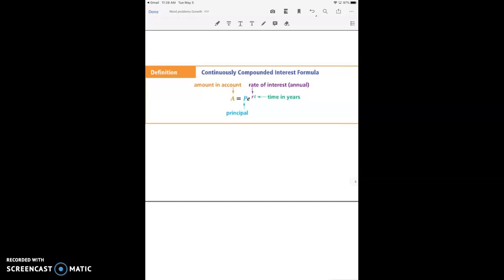A is going to be your amount in the account. P is principal. E is actually a function on your calculator, so you're going to use the E button on your calculator. Oftentimes it's with the LN button, usually second to that, so you're going to have to try to find that on your calculator. R is the rate of interest, so what is the interest rate? And T is time in years, so how many years are going to pass by? This is what we're going to be using for these next 2. We're going to use PERT.